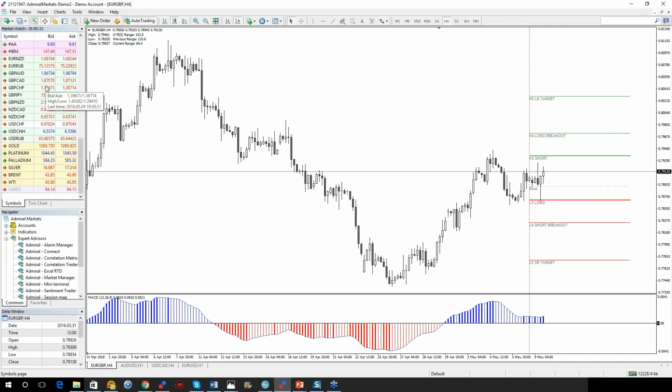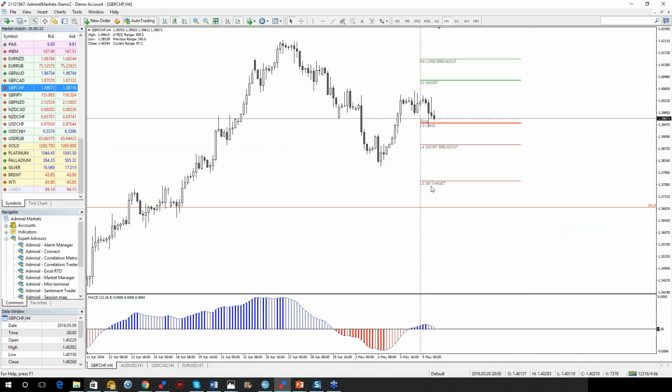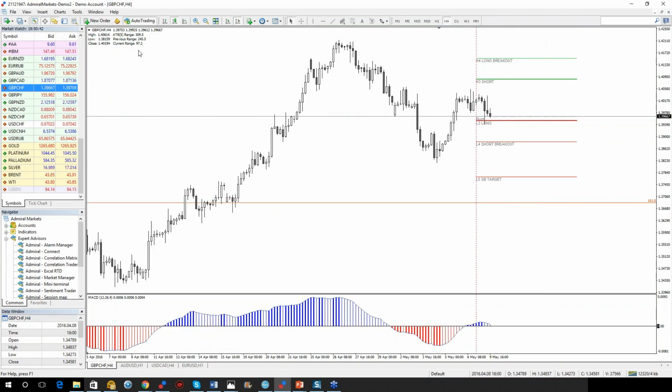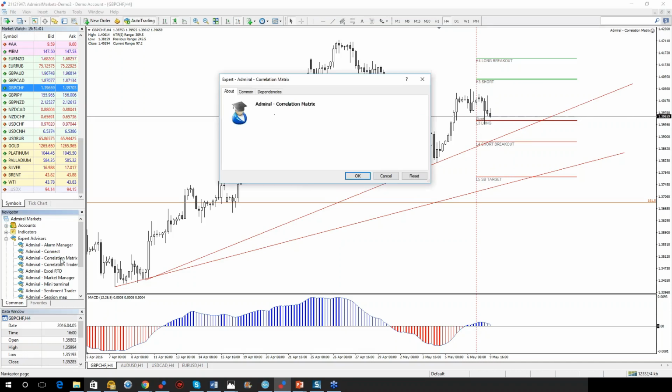GBP Swissy, look at this, guys, huge movement on GBP Swissy. It seems like GBP Swissy is in uptrend, but also, guys, watch for this trend line here. Okay, this one, and we have another trend line here. So this one is make it or break it. Yes, it's inverse to Euro GBP. Inverse to Euro GBP, indeed.